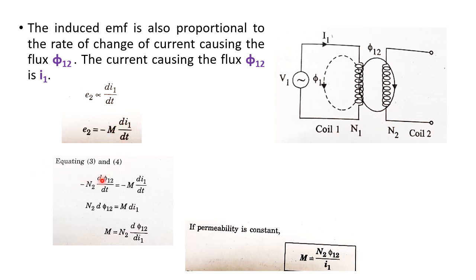Now equating the two equations, the one with rate of change of current and the one with rate of change of flux: minus N2 d phi 12 by dt is equal to minus M dI1 by dt. Simplifying this equation, we get mutual inductance M is equal to N2 into d phi 12 divided by dI1. At constant permeability, d phi by dI becomes phi by I. So at constant permeability, M is equal to N2 into phi 12 divided by I1. This is the equation for mutual inductance.